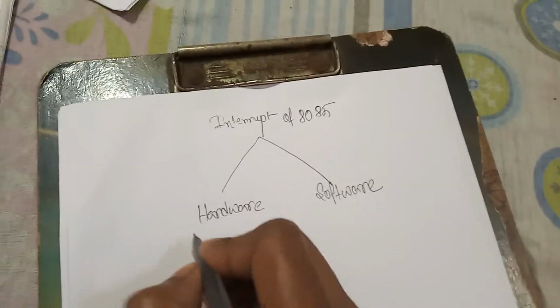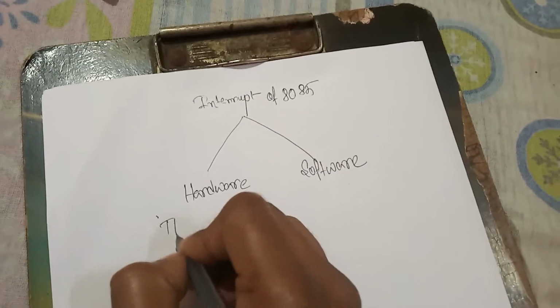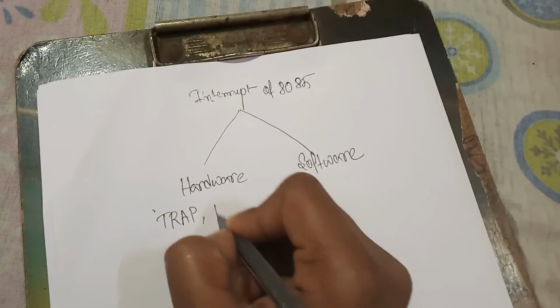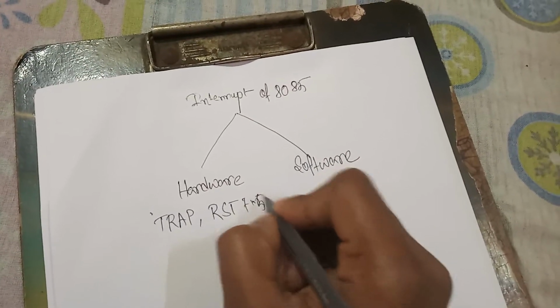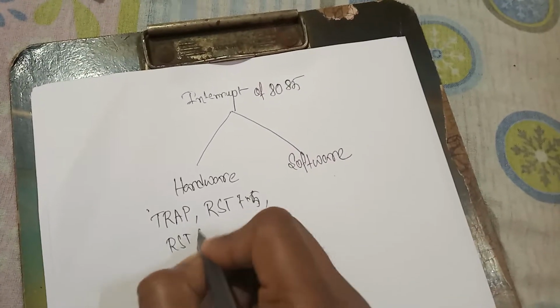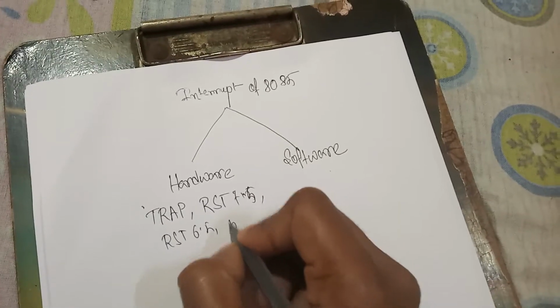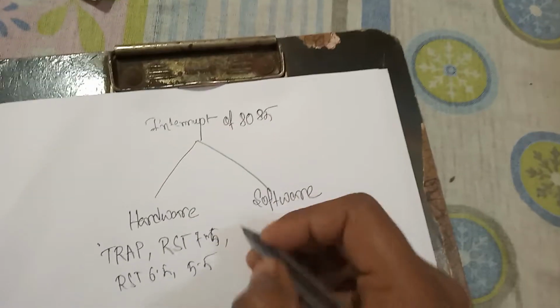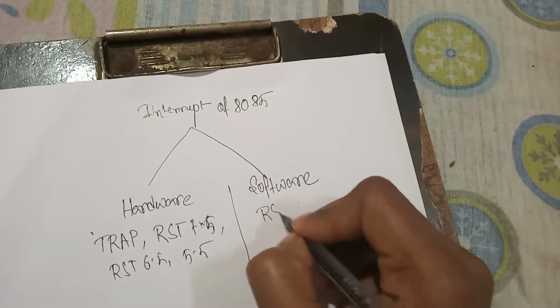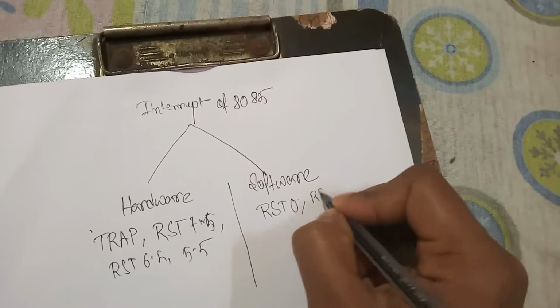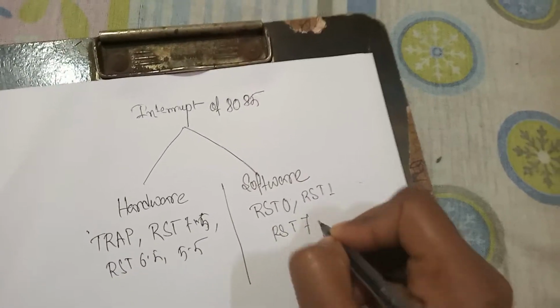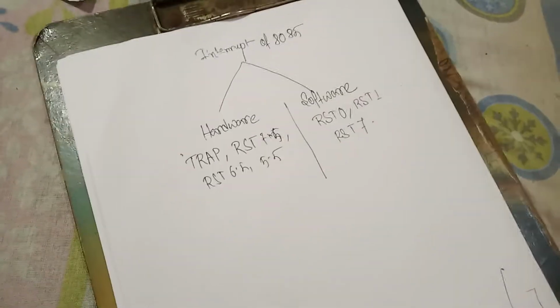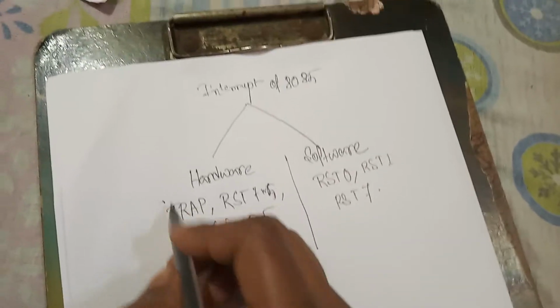Okay, so now today we learn how this interrupt will work. The hardware interrupts are TRAP, RST 7.5, RST 6.5, RST 5.5. And the software interrupts are RST 0, RST 1 up to RST 7. These are the 8 software interrupts. Next, what is vector interrupt?